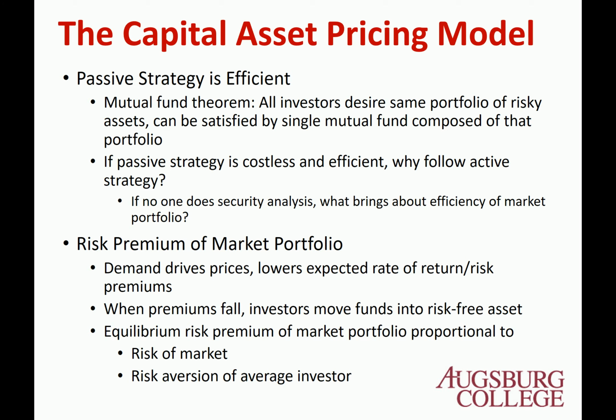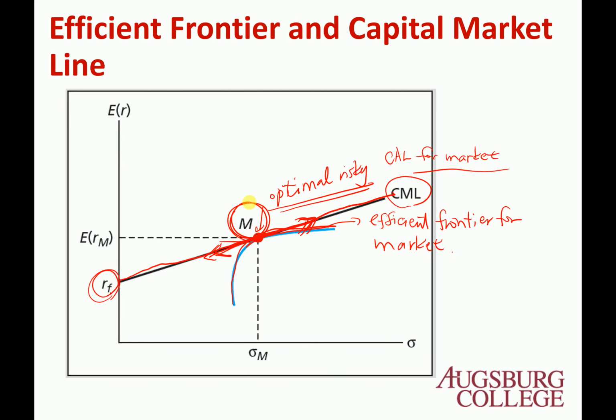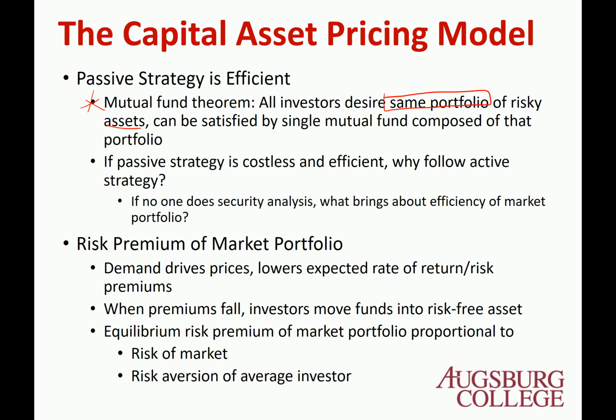So then we have one lesson from here, called the mutual fund theorem. It says that all investors desire the same portfolio of risky assets. This is the same optimal portfolio that all investors want. It can then be satisfied by a single mutual fund composed of that portfolio, which means that if you hold the market portfolio, then everybody's happy. So really we don't need to analyze it because everybody has the same expectations. It's a homogeneous investor, so a passive strategy works, right?